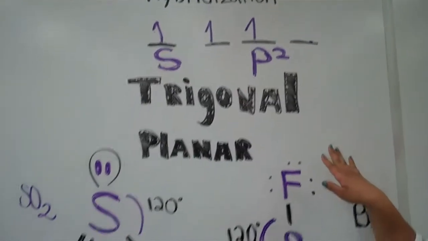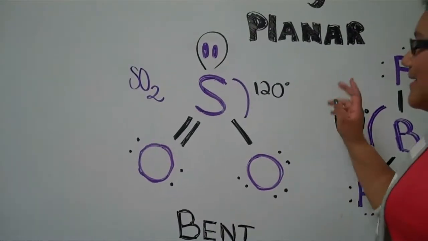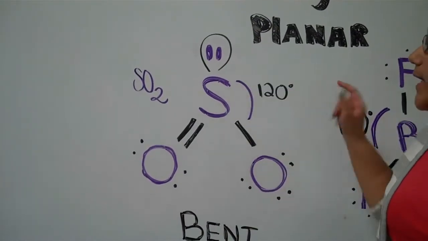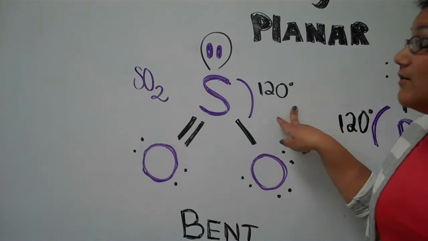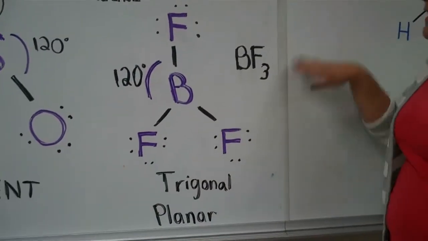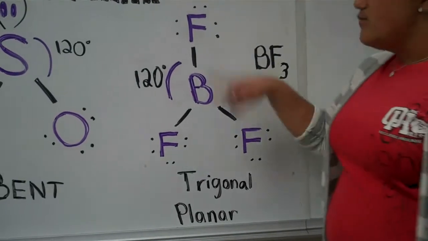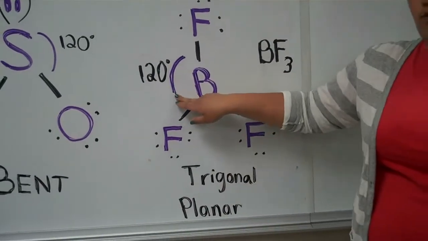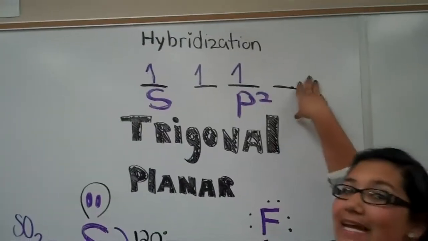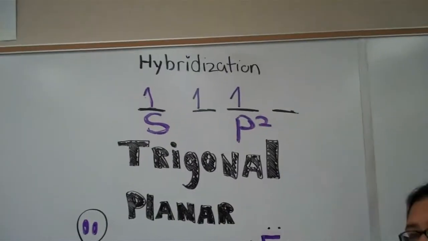Okay, so we're talking about trigonal planar, and one of them is bent, and it has two bonds and one lone pair, and it has a 120-degree angle. An example is SO2. And this is trigonal planar. It's BF3 and has three bonds and a 120-degree angle. Its hybridization is sp2 and it has three upspins.